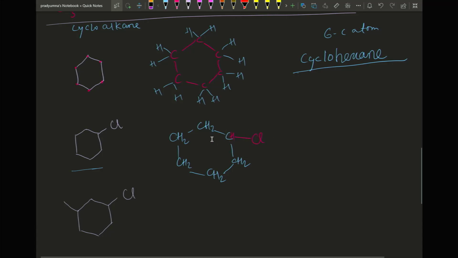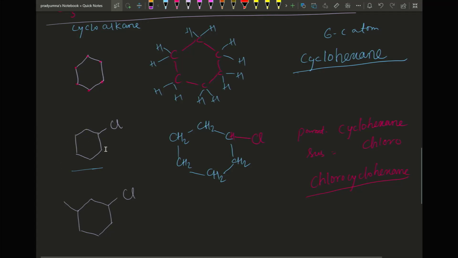So what should we name this? So the parent ring is cyclohexane because it's cyclic and it has 6 carbon atoms, cyclohexane. But what is the substituent? So this is parent. And what is the substituent in this case? Substituent is chloro. Chloro. So it's called chlorocyclohexane.